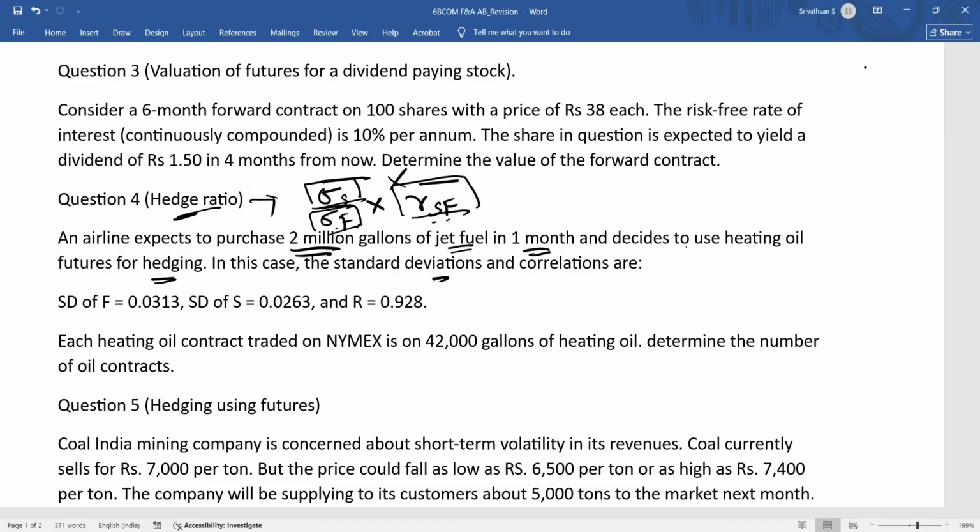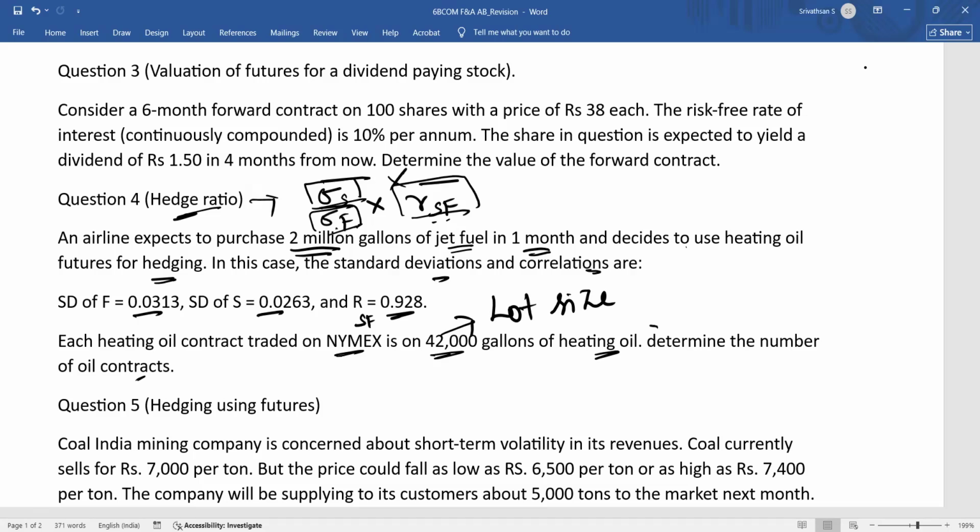In this case, standard deviation and correlation are given. Standard deviation of future is given. Standard deviation of spot price is given. And correlation between spot and future is also given. Each heating oil contract on New York Mercantile Exchange is on 42,000 gallons of heating oil. What is this 42,000? It is a lot size. So one contract on heating oil futures is 42,000 gallons of heating oil. Determine the number of oil contracts.